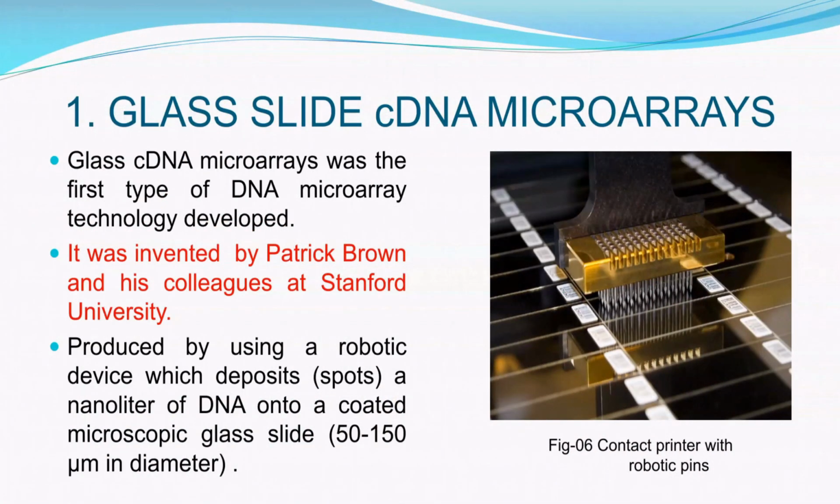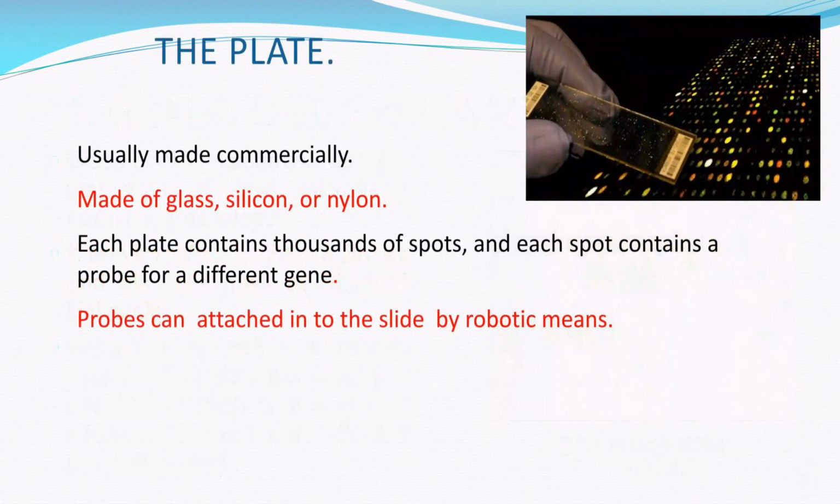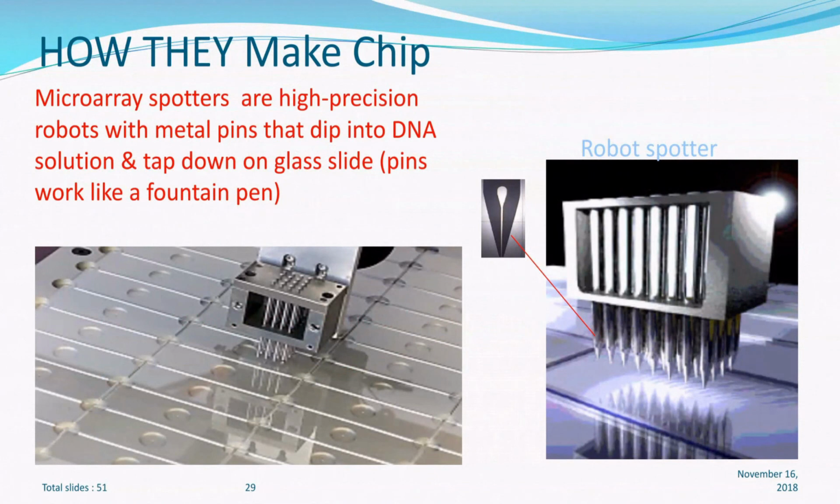So the first one is the glass slide. The conventional glass slide was invented by Patrick Brown and his colleagues at Stanford University. Glass slides have multiple tiny spots, that is the array, and each spot has one complementary copy of DNA. They attach the DNA to the slide with the help of robotic arms. The slide they use is made of nylon, glass or silicone. So how do they make the chip?